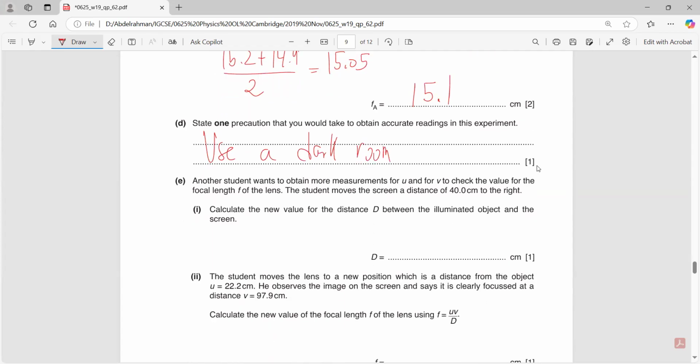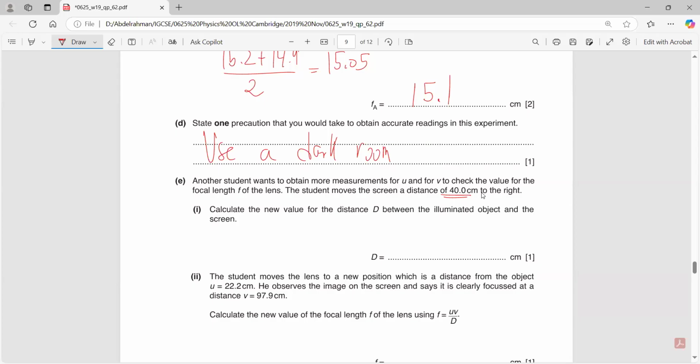Another student wants to obtain more measurements for U and V. The student moves the screen a distance of 40 centimeters to the right. He moves the screen 40 centimeters to the right. What would the new distance of D be?